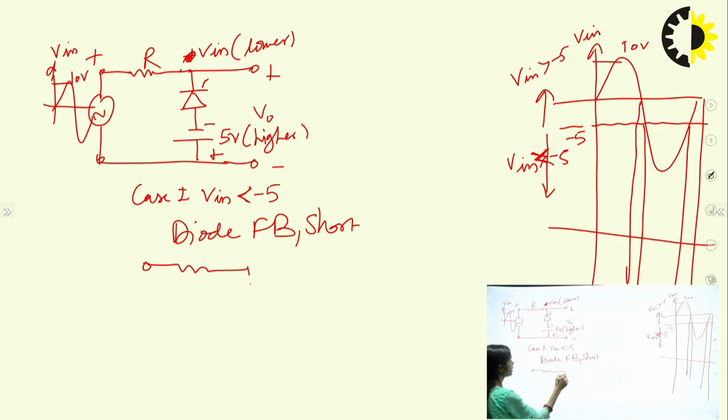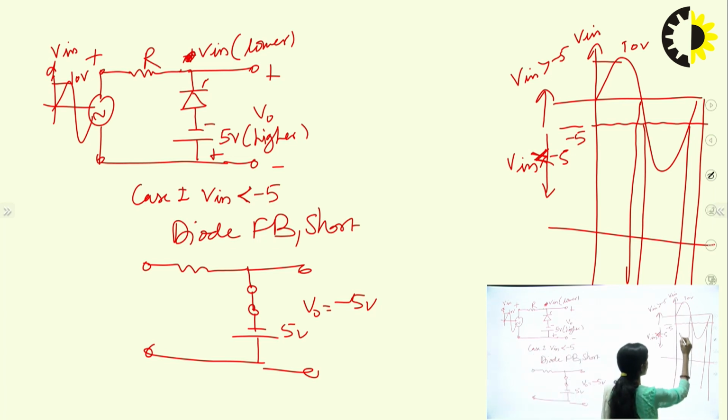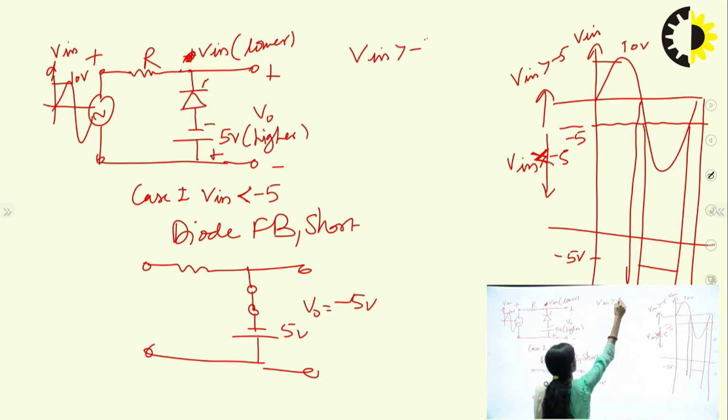The circuit will be redrawn like this. It will be a short path and the output will be, what will be the output? It will be coming out to be minus 5 volt. So for this lower value, when V in is lesser than minus 5, in this case, I am taking the voltage as minus 5 volt. Now, if we take case 2, that is V in greater than minus 5.